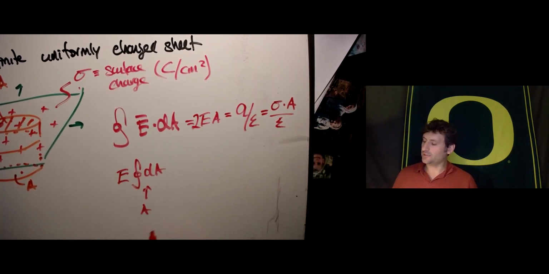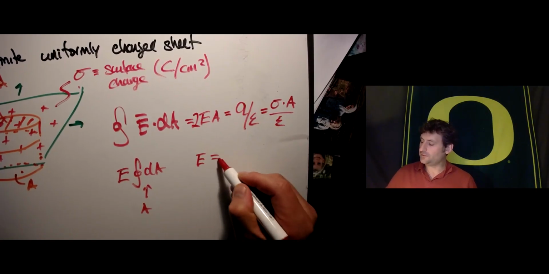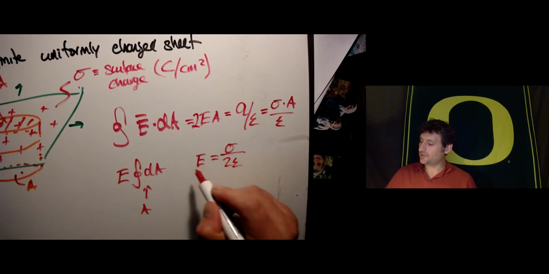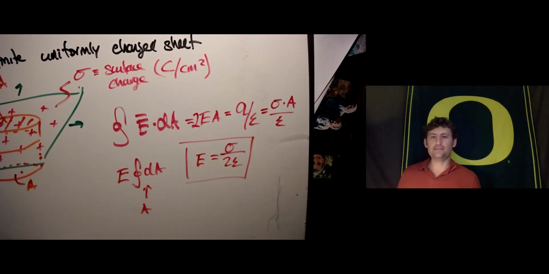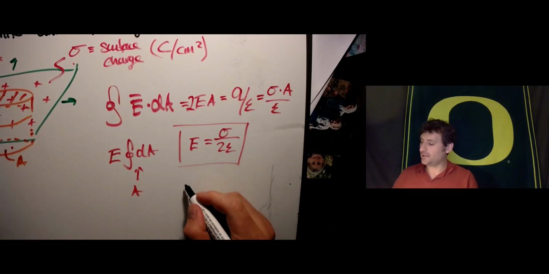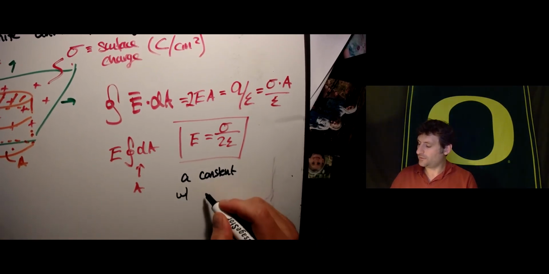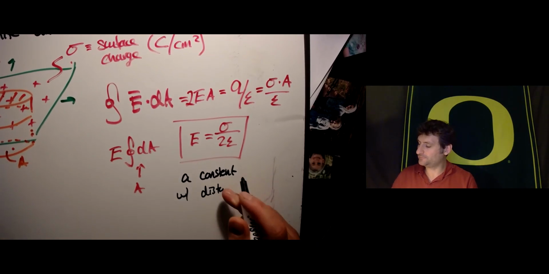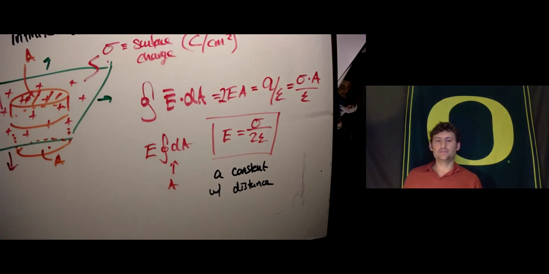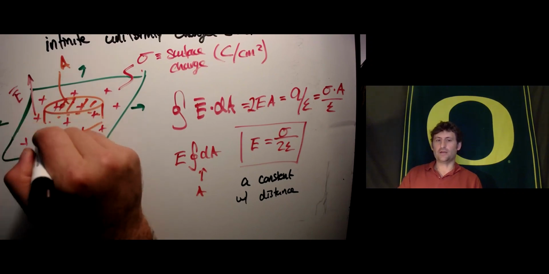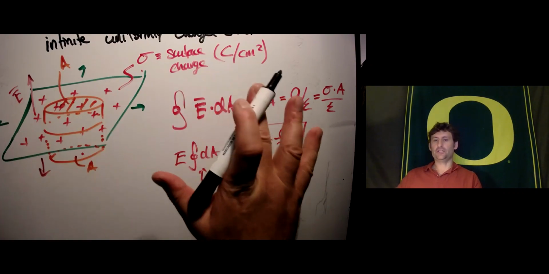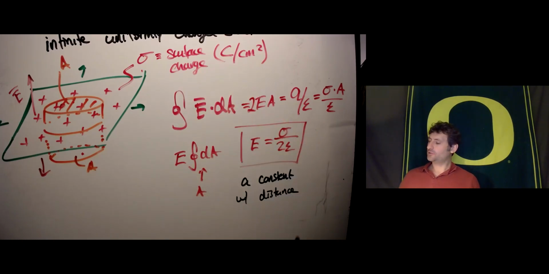And epsilon is the dielectric constant. So I can find that the electric field now is just sigma divided by 2 epsilon. So that's nice. So the electric field is actually a constant with distance away from the surface, and it points symmetric away or towards, depending if you have positive or negative surface charge, this infinite sheet. Okay, that's useful.